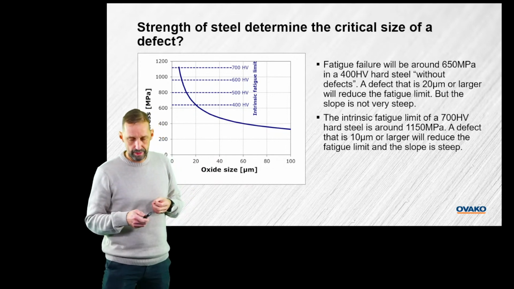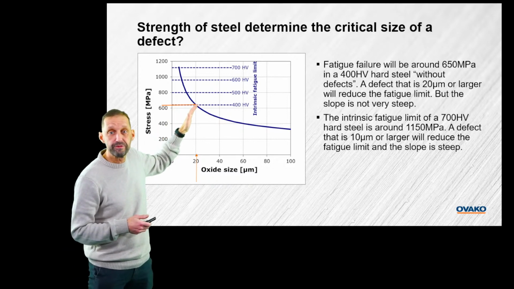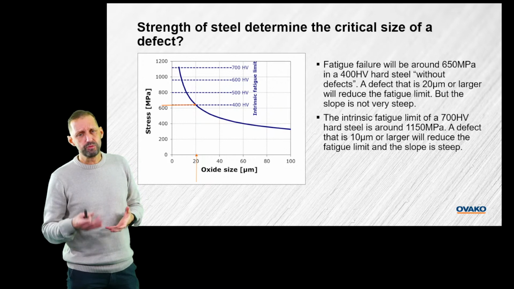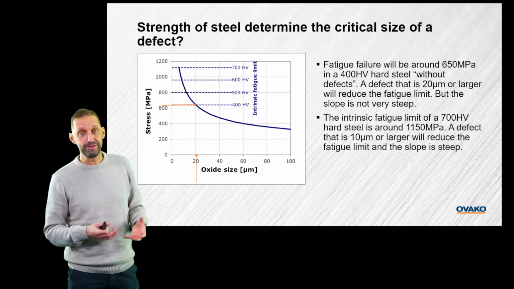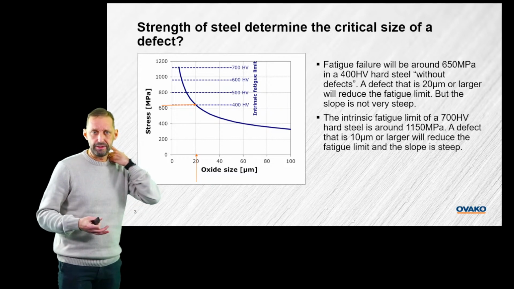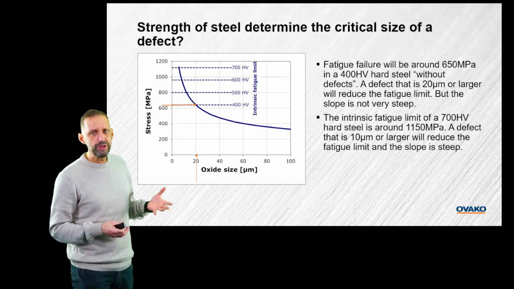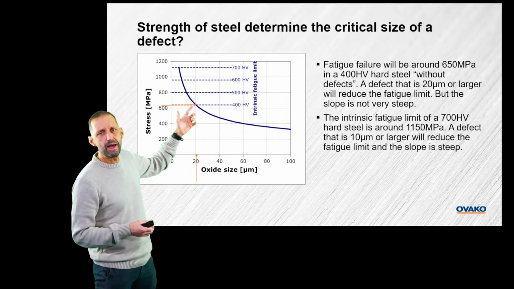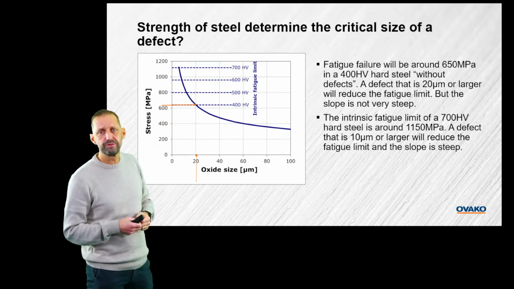inclusion. As an example, if we have a material that is around 400 Vickers hard, the intrinsic strength is very, very strongly correlated to the strength, and the strength is very correlated to the hardness. So we use that hardness. It's a simplification, but it is fairly good to do. So we know that if you have a 400 Vickers component, you will actually have a fatigue limit somewhere around 650 or something.